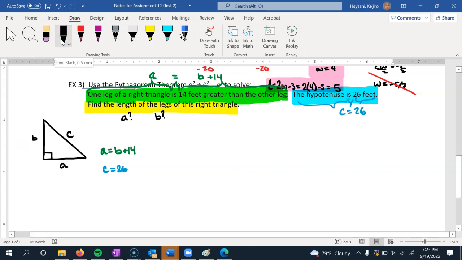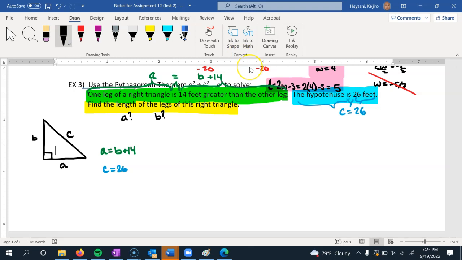Now, just like we started off with the area formula for the area of a rectangle before, this time we're going to start off with the Pythagorean theorem. This a squared plus b squared equals c squared business.